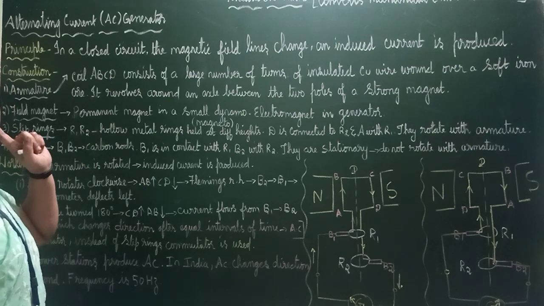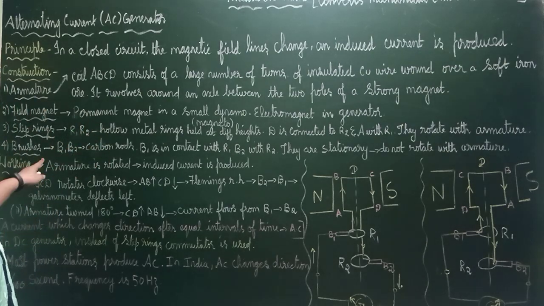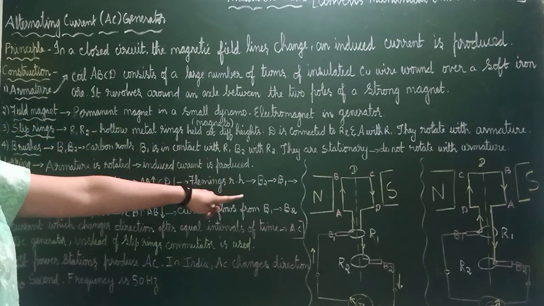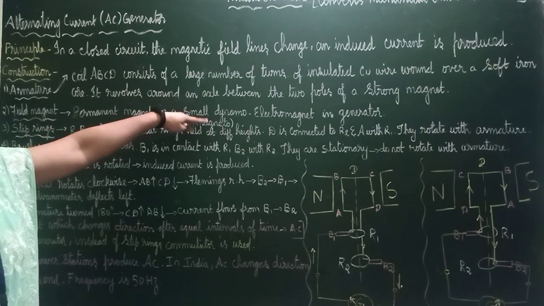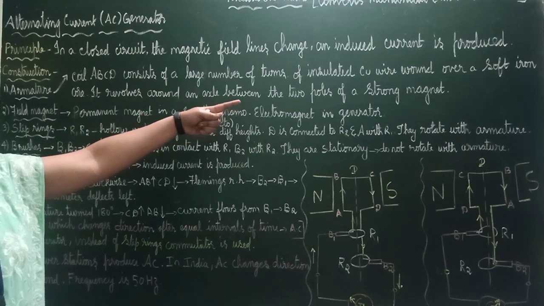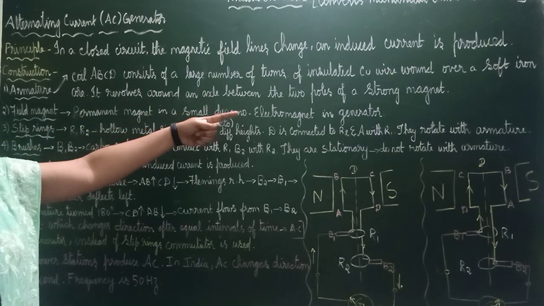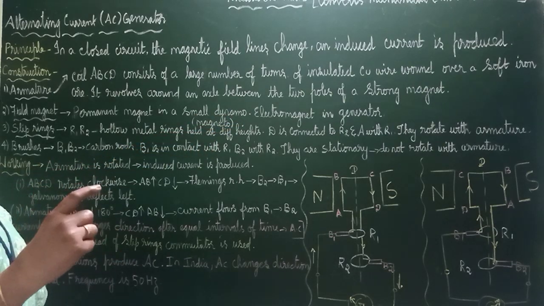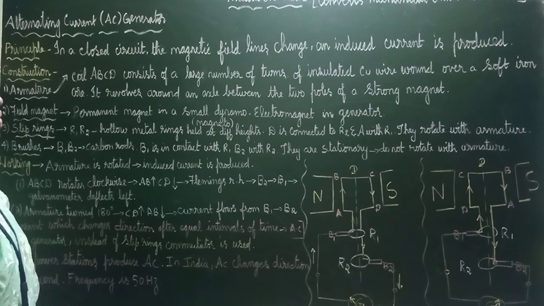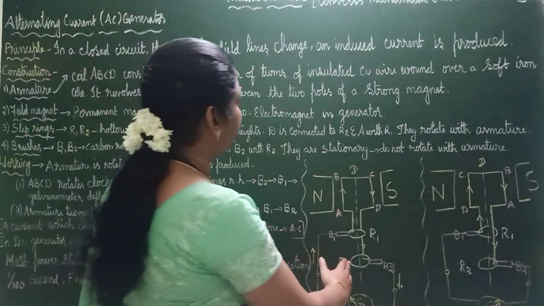Construction: like in the electric motor, here also there are some parts. Armature you have studied already. Here also the coil, we have named it ABCD. It consists of a large number of turns of insulated copper wire wound over a soft iron core. What will it do? It revolves around an axle.